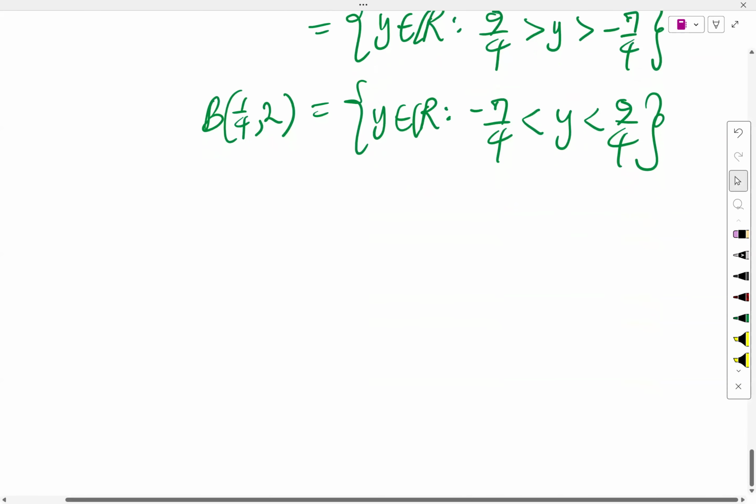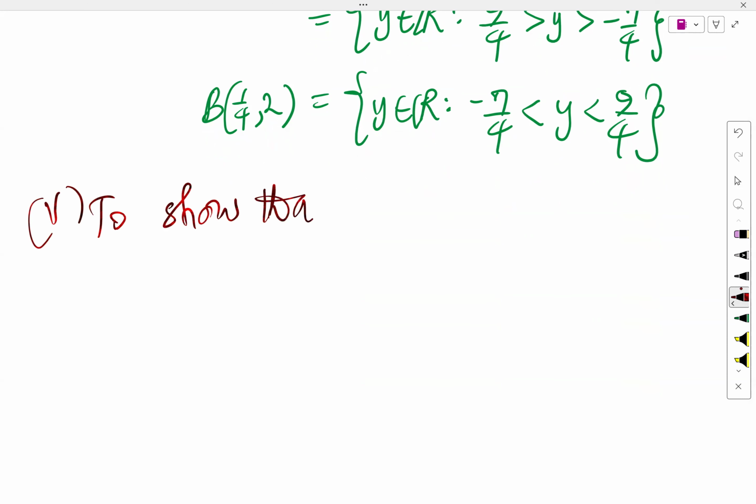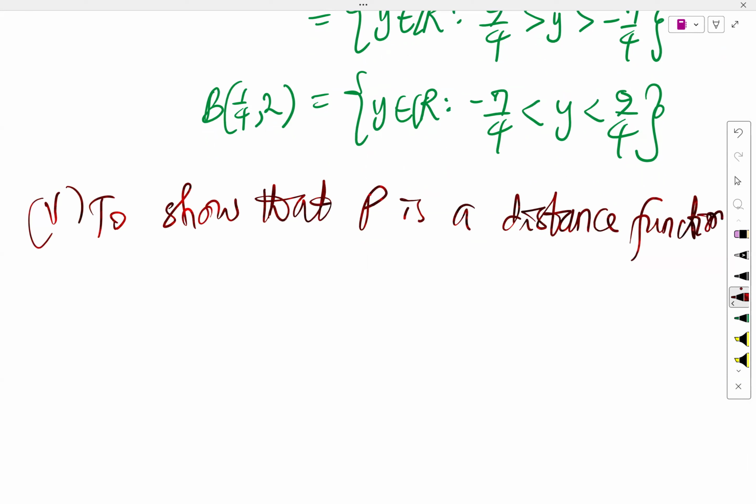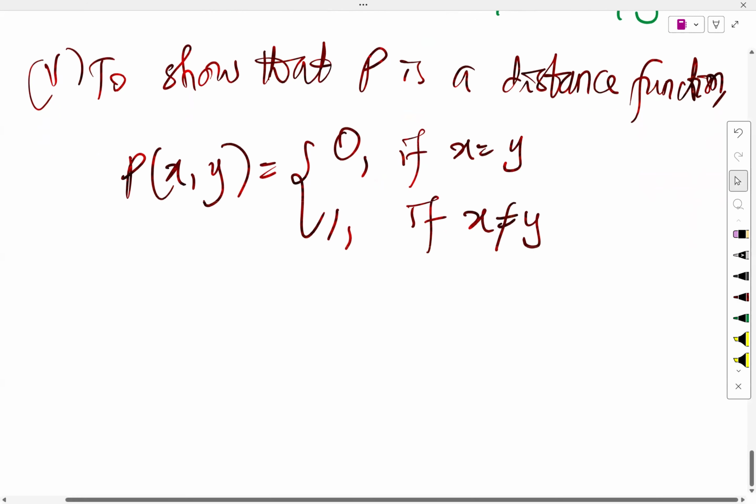So we have the fifth thing to do. The fifth thing is to show that P is a distance function, that is, P is a metric. We want to show that P is a distance function. So don't forget, P of x comma y is the same thing as 0 if x is equal to y. It's a step function. It is 0 if x is equal to y, and it is 1 if x is not equal to y. Okay, so that's what we have to show.